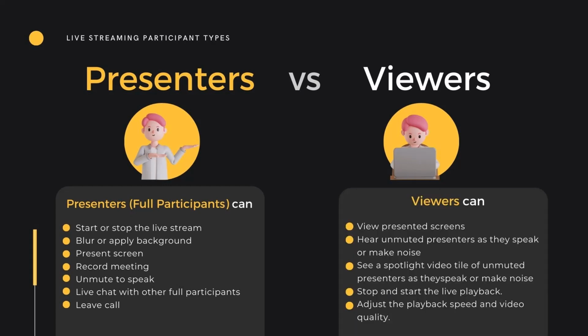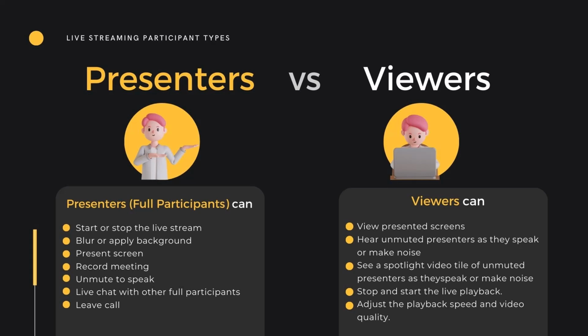A viewer is invited to a viewing window. Their camera and microphone will not be engaged. They can view any screens presented by the full presenters, and they can hear any unmuted presenters if they are speaking or if they're in a noisy environment. They will see the video tile of any unmuted presenter who speaks or makes noise.